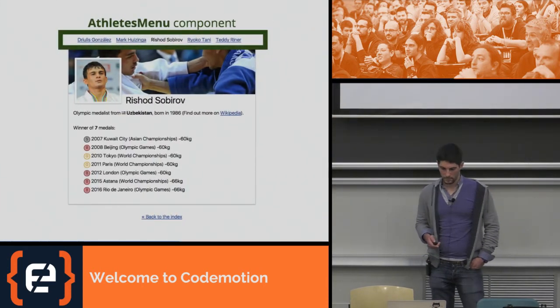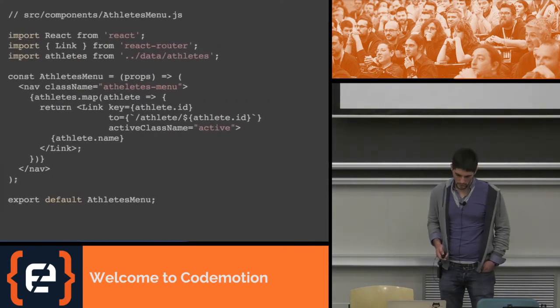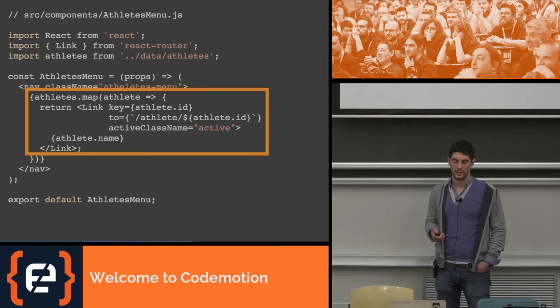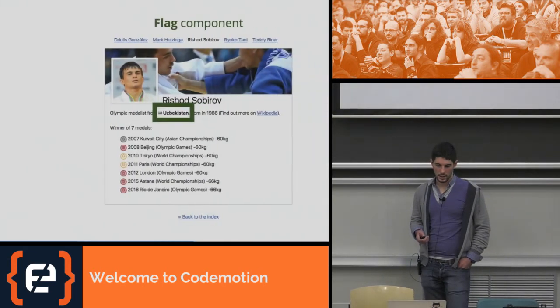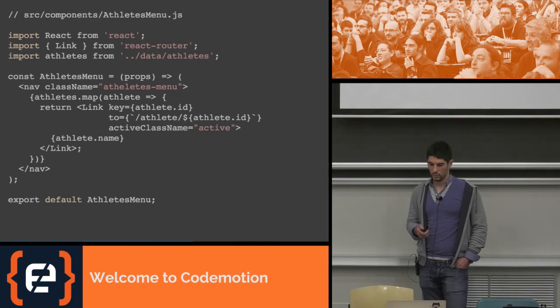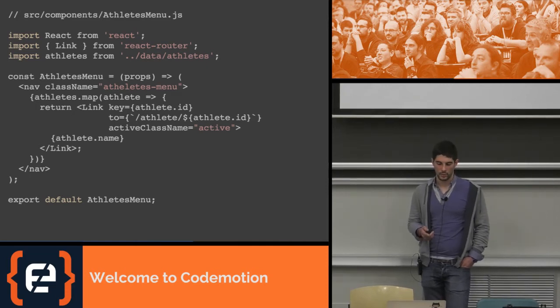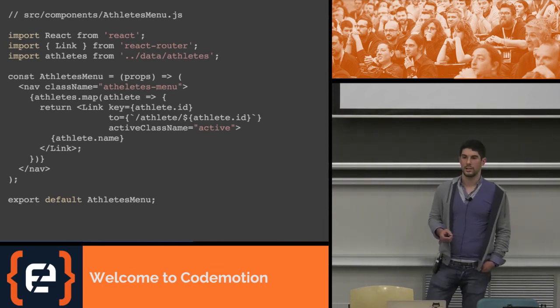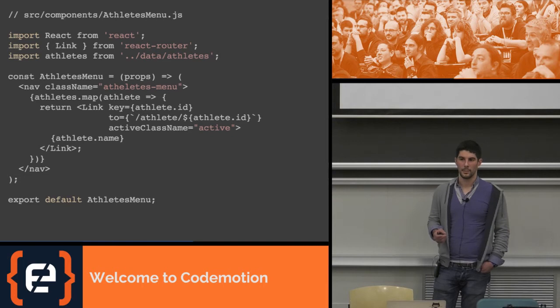So this is the athlete menu. Let's see again how it works. Again, it's very simple. We just iterate over the list of all the athletes, and for every athlete, we create a link component. And another thing to notice here, because it's very handy from React Router, we can use the attribute active class name, which allows us to automatically assign a specific class to the specific link in the menu only when you are in the route that is matched for that link. So we can have, almost for free, the possibility to render the current link in a different style.